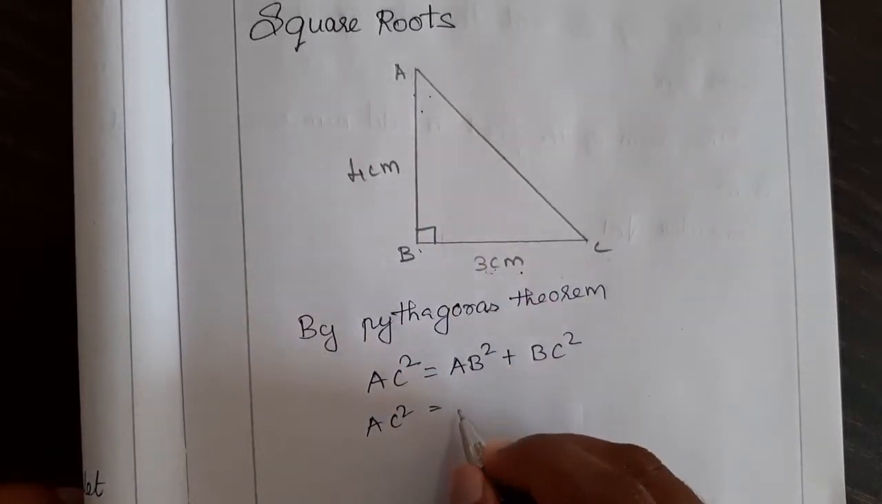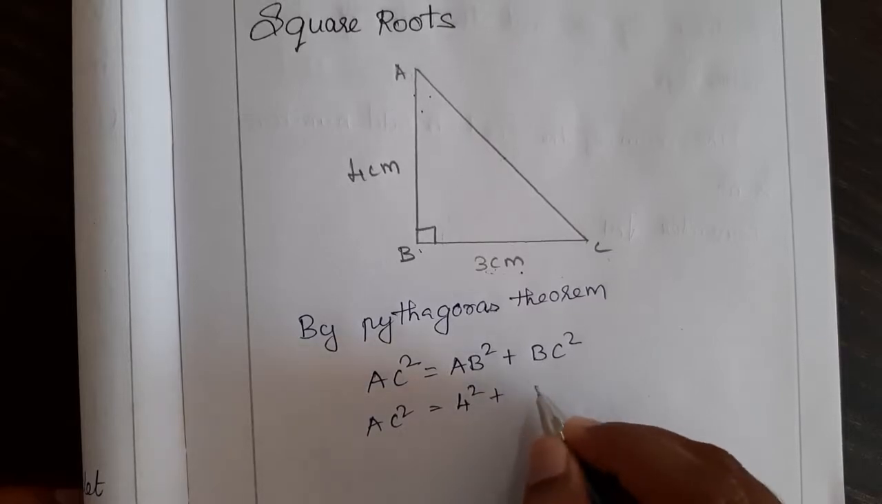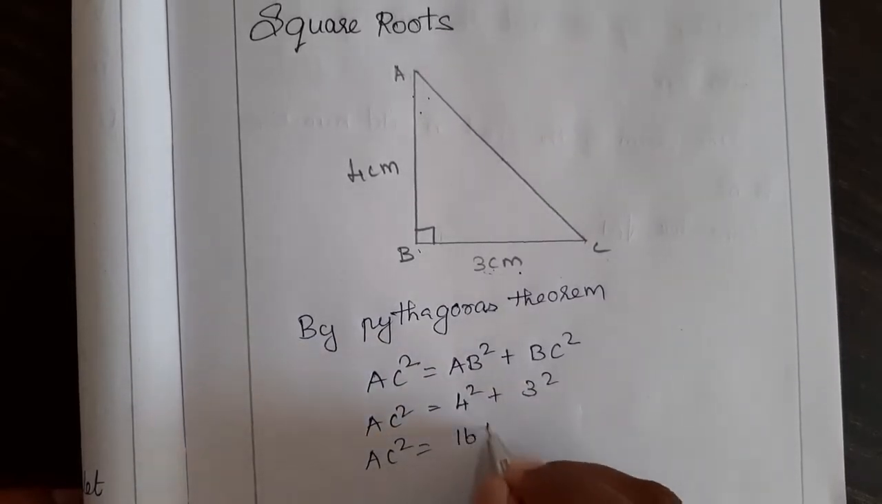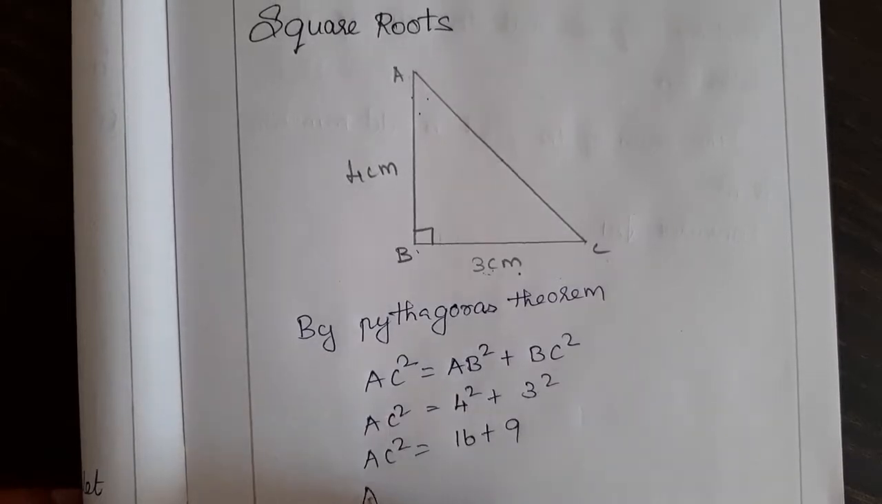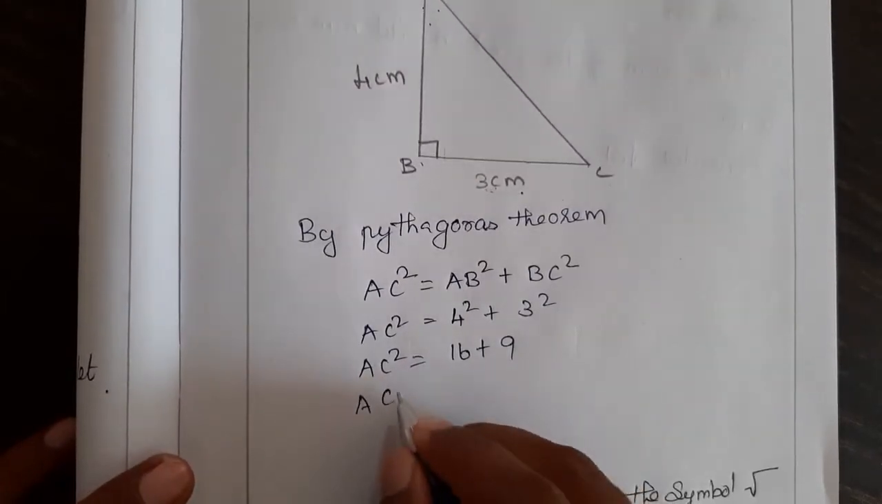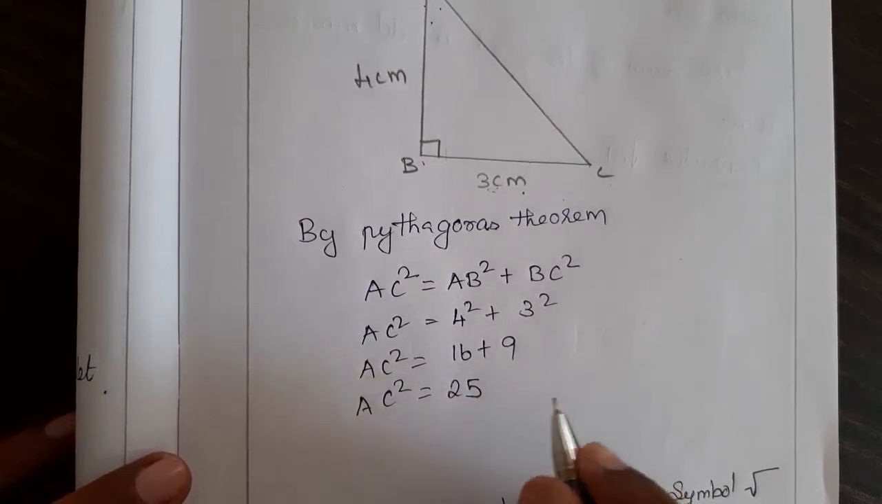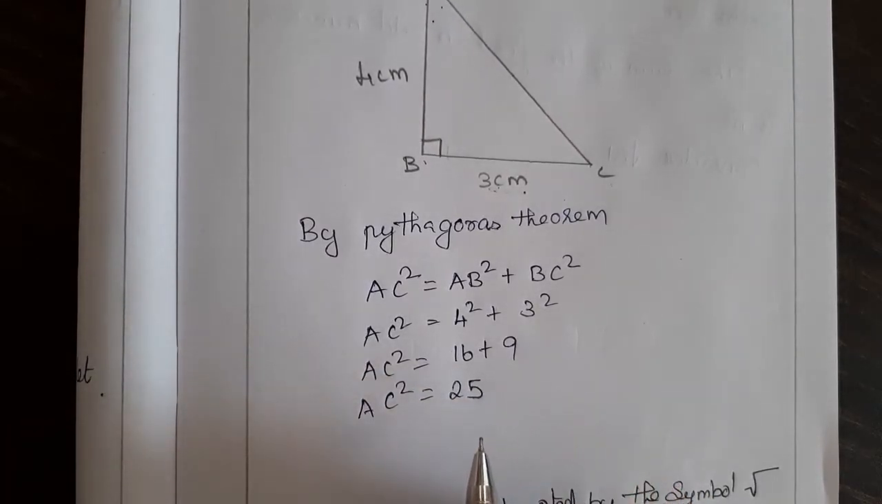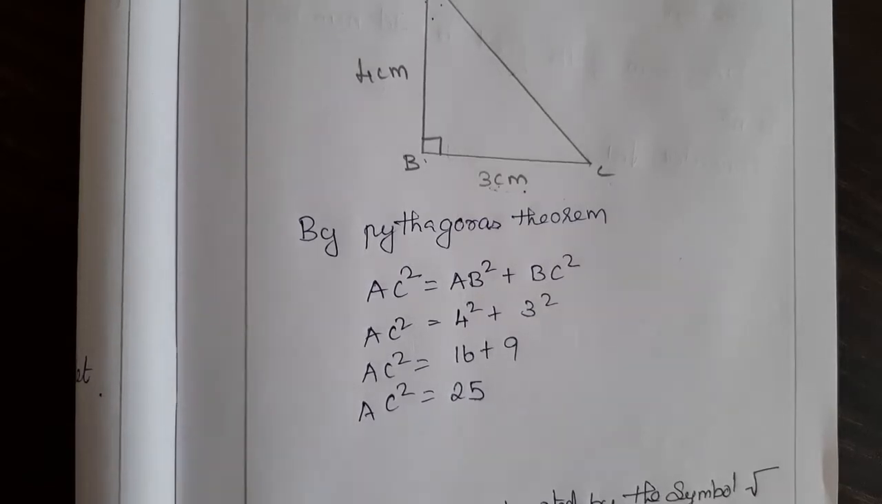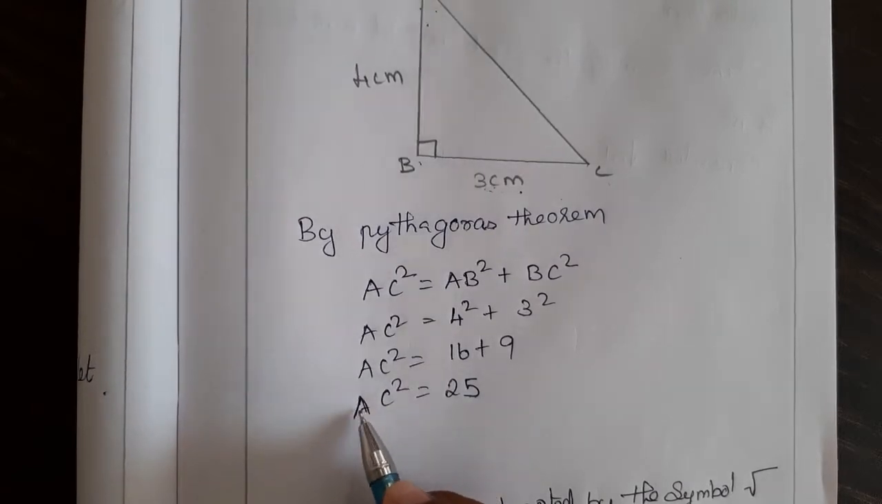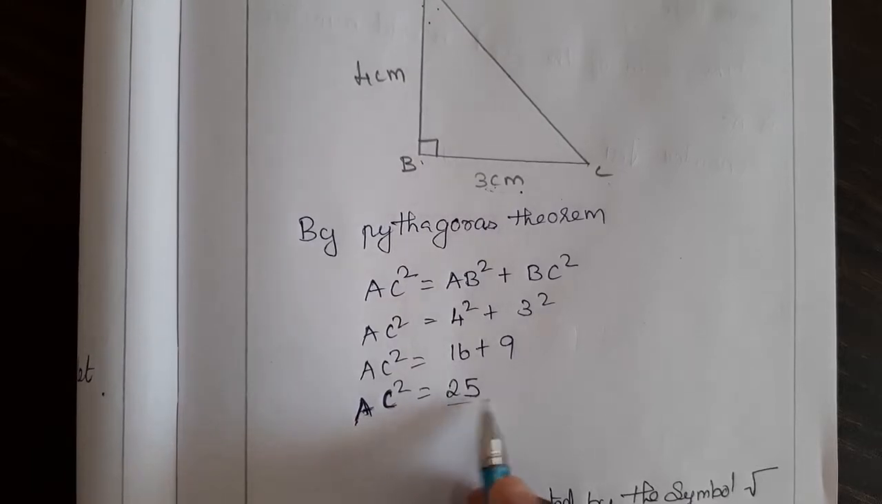AC square is equal to 4 square plus 3 square, right? So AC square is equal to 4 square is 16 plus 3 square is 9. So AC square is equal to 25. So here we need a number, right? That number, if you make it a square, it should be 25. You need the AC. So if you square the value of AC, it should be 25.